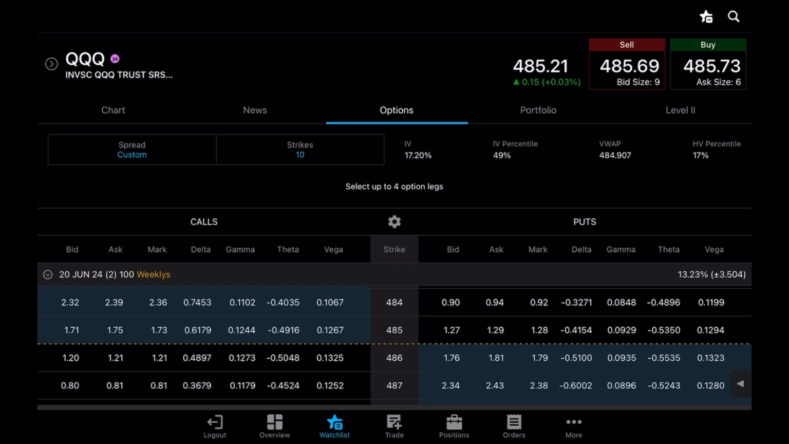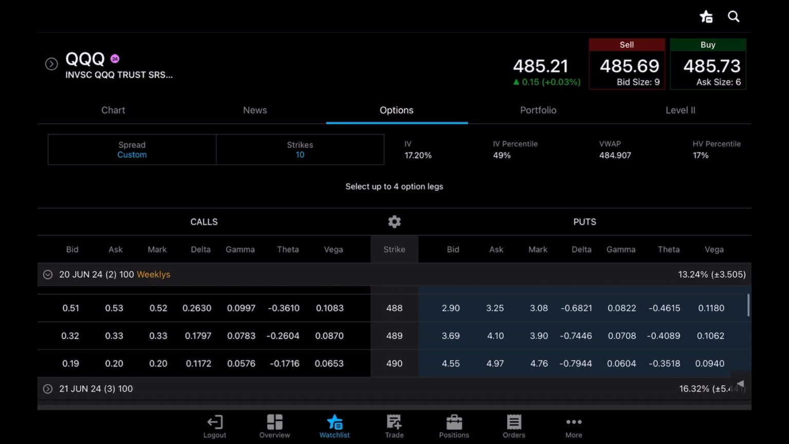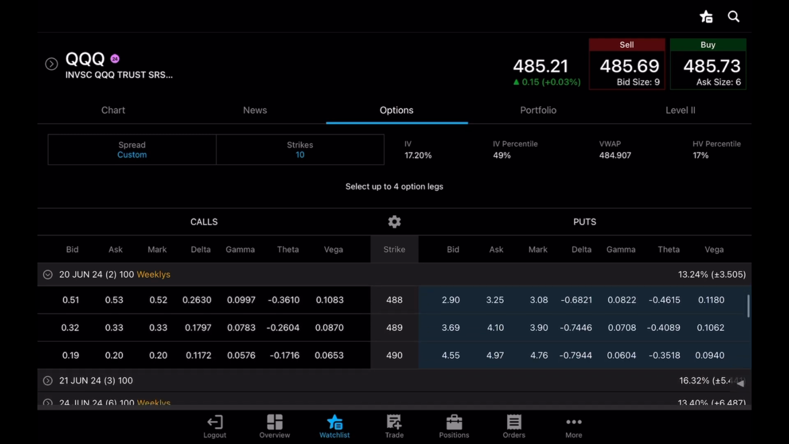Okay, so let's go ahead and take a look at a couple other different contracts so that you guys can see a different reference point. All right, so I'm going to go ahead and scroll back down, and I want to show you guys the value in buying in the money. So you guys can see, obviously I said the share price is 485 for QQQ.